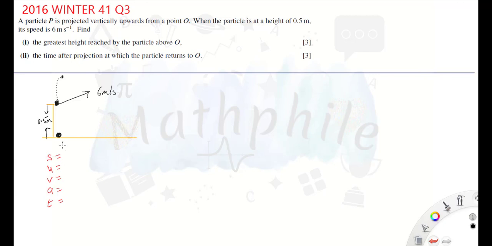Are you getting me? Yes. So let me set up the feedback for you. The feedback for this one is going to be first, we don't know the speed of projection.